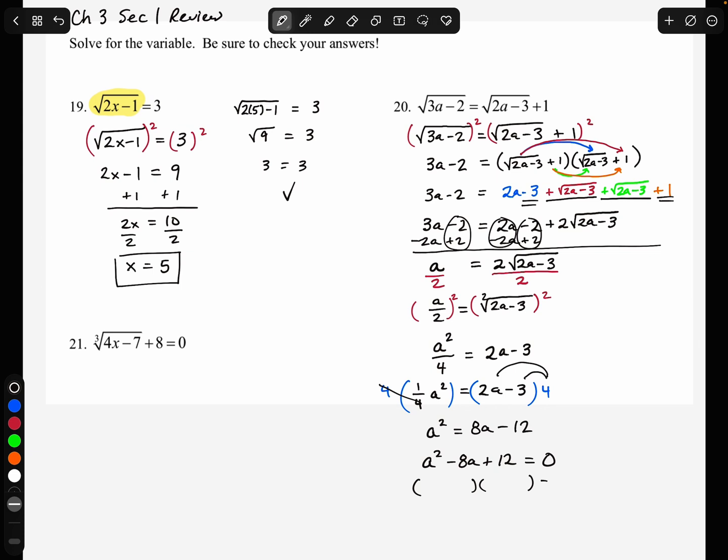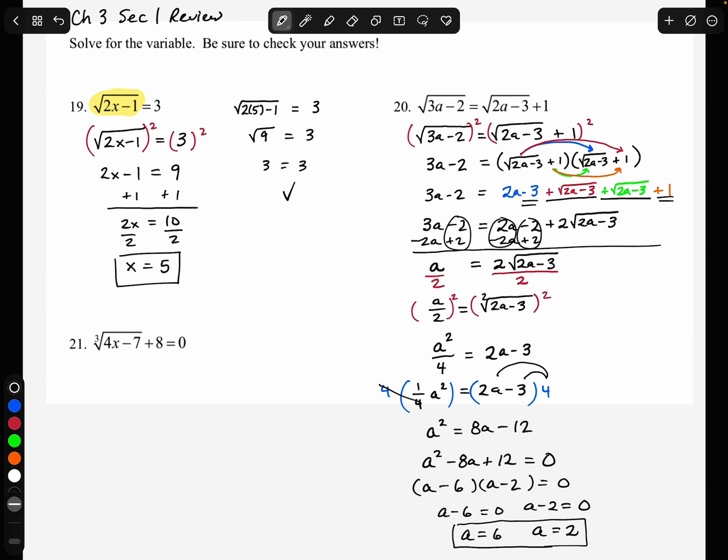We've got a and a. Factors of 12 that add to 8 are 6 and 2, so we have minus 6 and minus 2. And so a minus 6 set equal to 0, and a minus 2 set equal to 0. Using our zero product property, we'll get a is equal to 6 and a is equal to 2. Now, remember, we still need to make sure we check our answers.